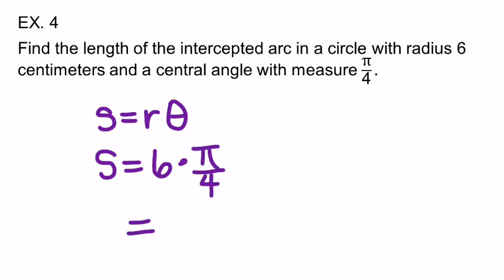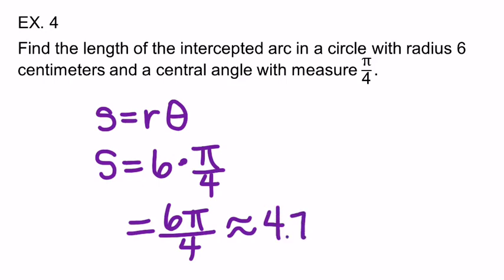So s is going to equal 6 pi over 4, and we're just going to type this in our calculator and find out approximately the length of the arc. So if I do 6 times pi divided by 4, then this arc is approximately 4.71, and I believe they said centimeters is the measurement that they use for the radius, so that's the measurement we're going to use for the length of the arc as well.